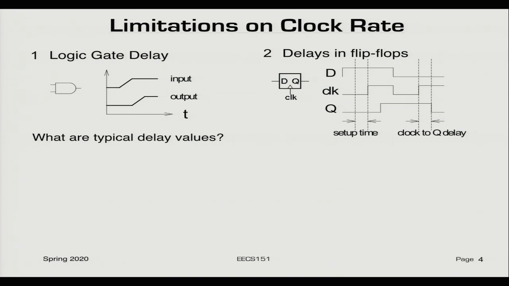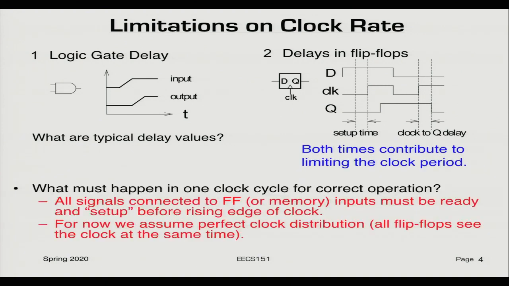The signal has to get there early before the rising edge of the clock so that the flip-flop can capture it properly. And then once the output gets changed on the rising edge of the clock, there's a delay before the output actually makes it out of the flip-flop. And that's the clock to Q delay, because it's from the clock to the Q value changing. Okay, those two, along with the logic gate delays, or the accumulation of logic gate delays through a series of logic gates, is what will limit the maximum clock frequency.